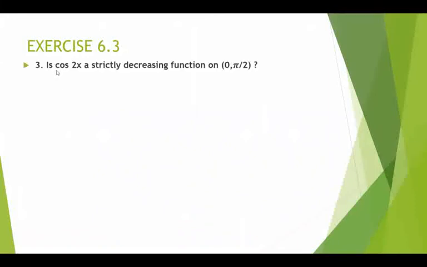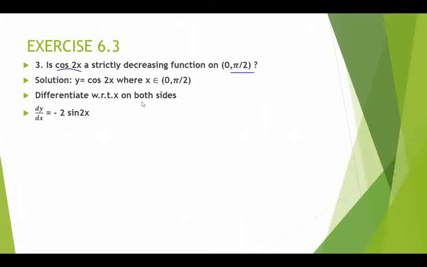Now one more question. Is cos 2x a strictly decreasing function on 0 to pi by 2? In your homework, I had given a function: is cos x a decreasing or increasing function in 0 to pi by 2? Similar to that, here I took cos 2x. As usual, you will differentiate this with respect to x. We get dy by dx is, derivative of cos function is minus sine 2x, and then derivative of the inner function 2x is 2, so minus 2 sine 2x.